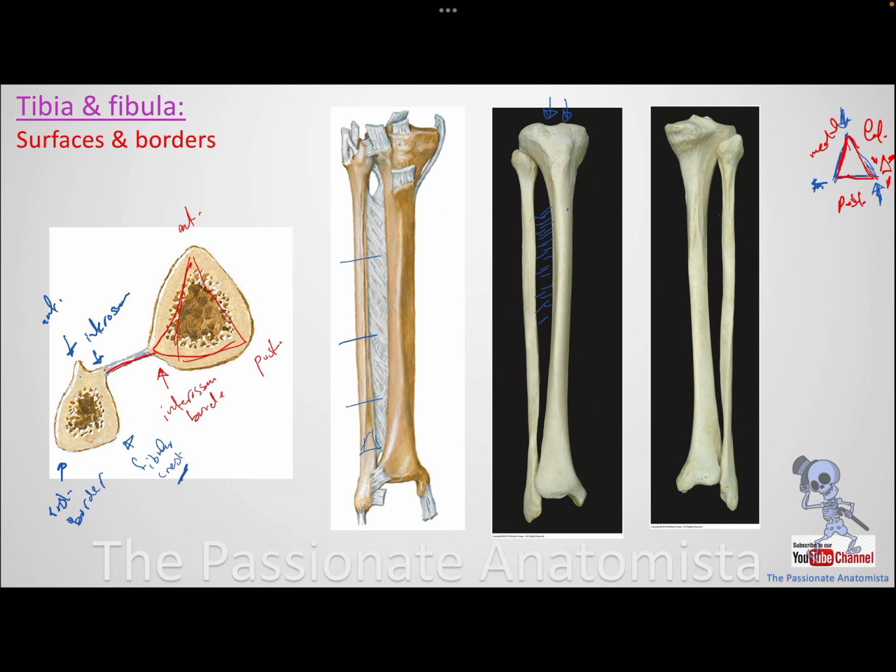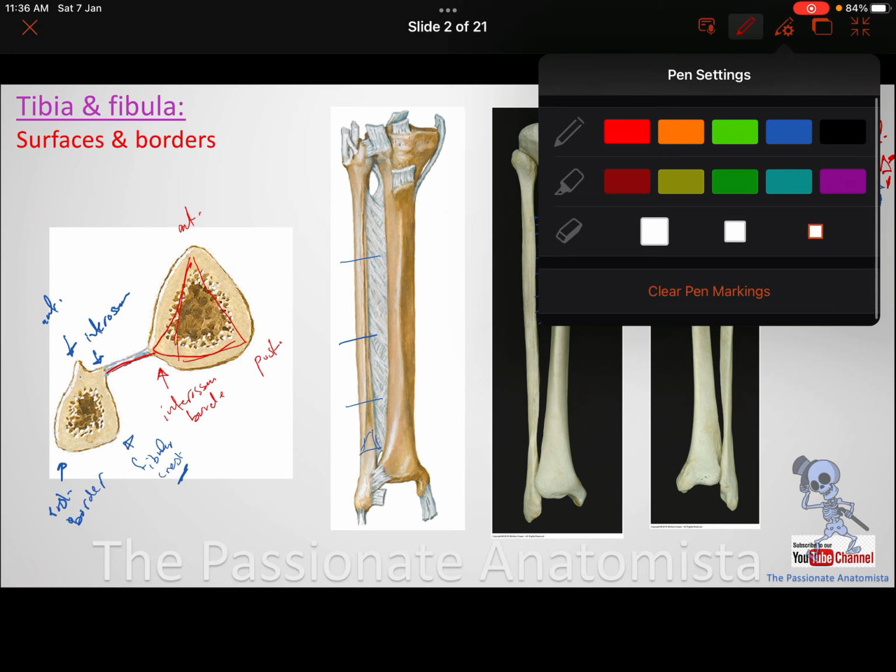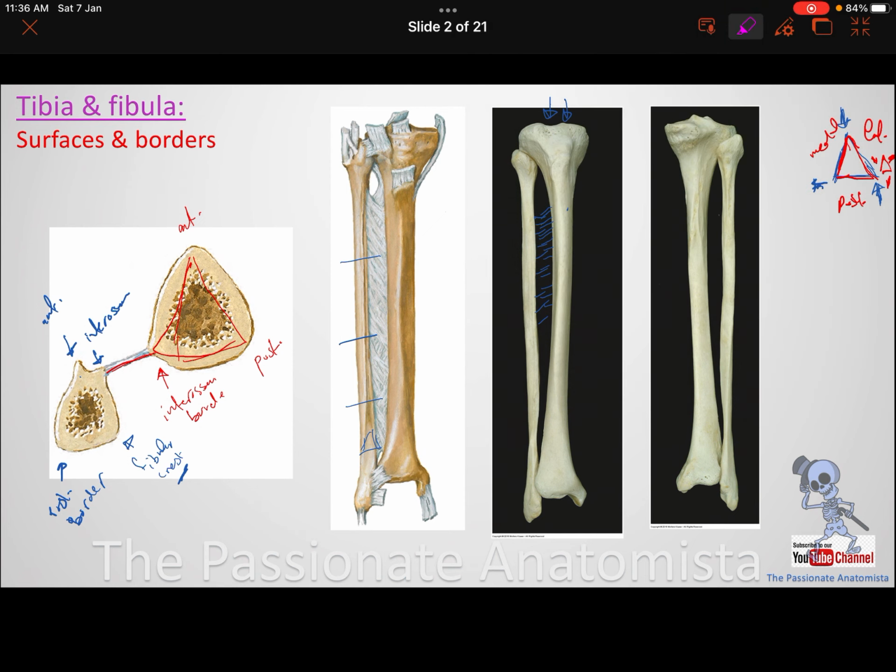So the take-home message here: we have medial and lateral borders. Let's see them on the tibia itself. Here, this is going to be your anterior border. This is a right leg, so this is the medial surface. This is going to be the lateral surface, and then posteriorly this is going to be the posterior surface. It's all the way up.